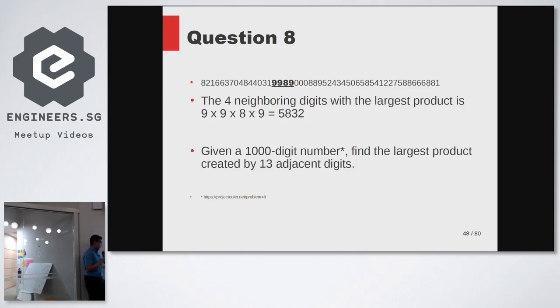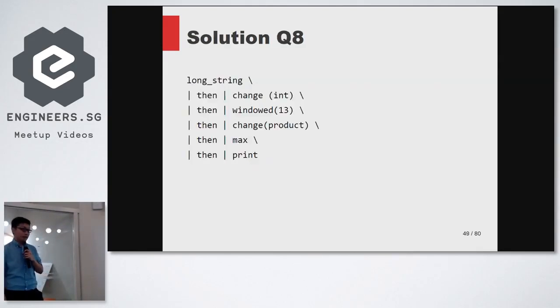In the original question, they give you a 1,000 digit number. They ask you to calculate which 13 adjacent digits give you the largest product. You can try to approach this problem using a more traditional for loop or pandas or maybe list comprehension. My solution would look like this. This would be my solution to this problem.